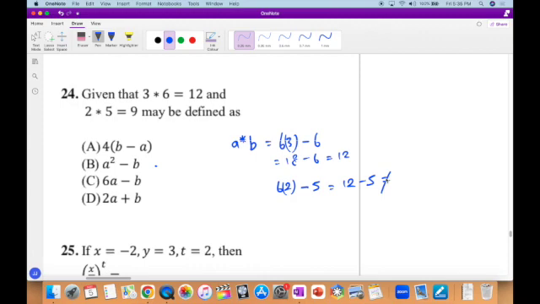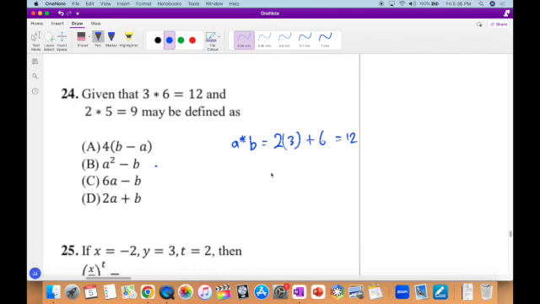Yeah, 12 minus 5 is 7, so it doesn't work. So it'll have to be D then. But let's just check this to be sure. It's quite an unusual one. So with D, I have 2A plus B. 2 3s are 6 and 6 is 12.